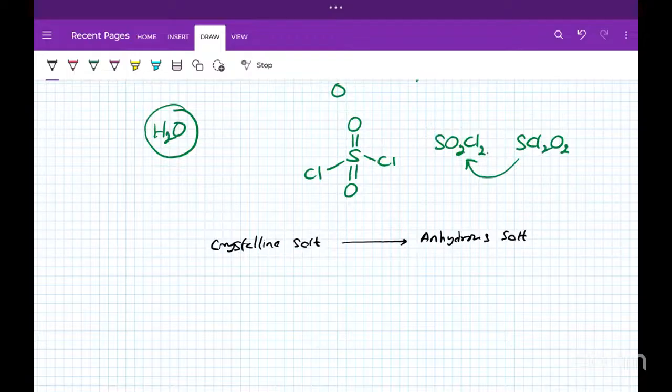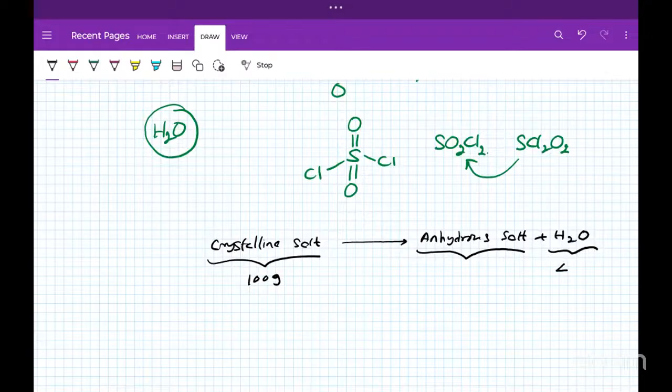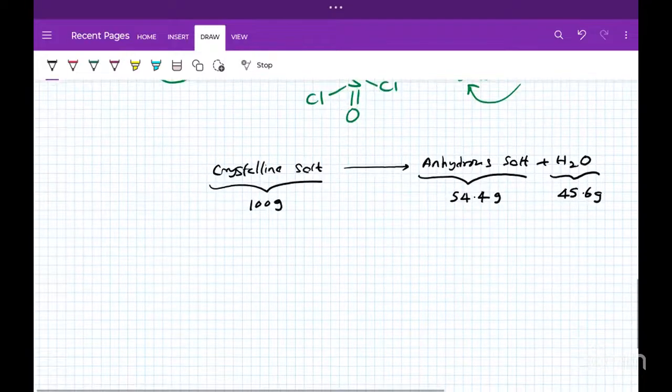So they are giving us a hint. If you take 100 grams of the crystalline salt, anhydrous salt and water will be released. Water is 45.6 and the anhydrous salt is 54.4, sorry, grams, because we consider 100 grams. So this idea is given. A kind of ratio is given between anhydrous salt and water, right?